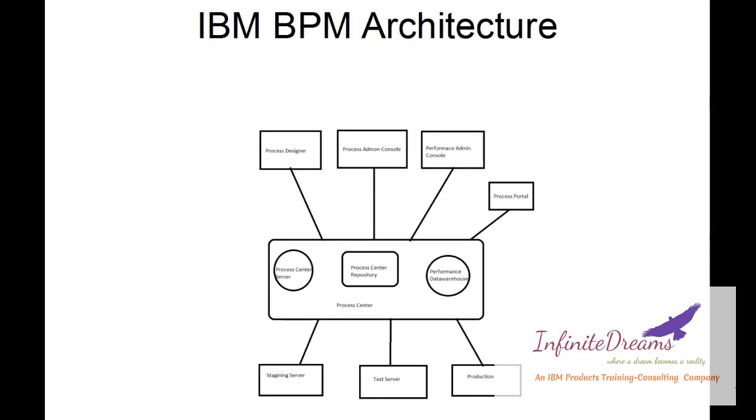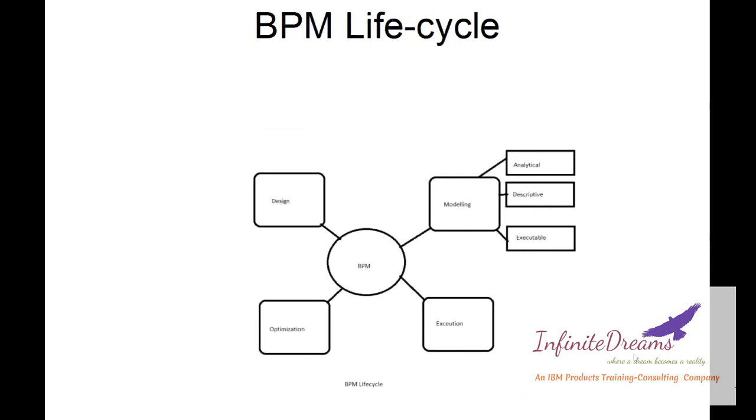business process. Now we will see the life cycle of BPM. BPM has four phases such as design, modeling, execution and optimization. We will see what is the goal of each phase. First one is the design phase. Design phase basically captures the requirements, then the process prioritization, process discovery, and process analysis is done in the design phase.